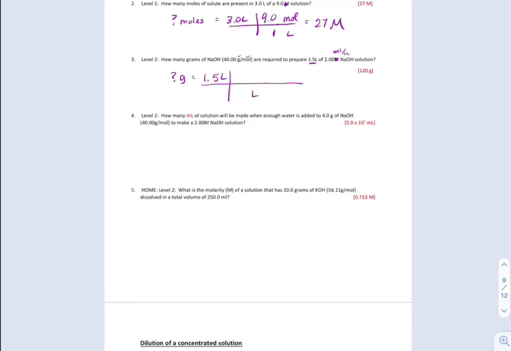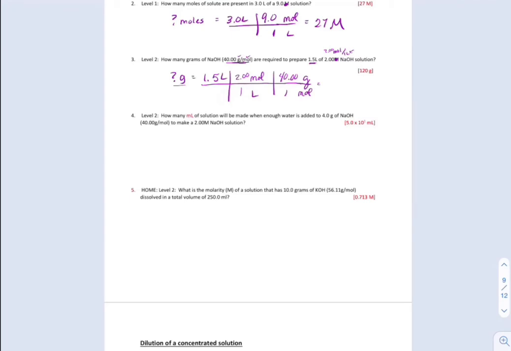So I want to go from liters, and I do have a liters over here that goes to moles. And then if I look at my other conversion, I have moles on bottom, and then they go into grams. Oh, look, that's what I want, so that's good. I'm going to plug my numbers in. So remember that this is 2.00 moles in 1 liter, and that we have 40.00 grams in 1 mole. That's from this number over here. You do that math out, and you are going to get 120.